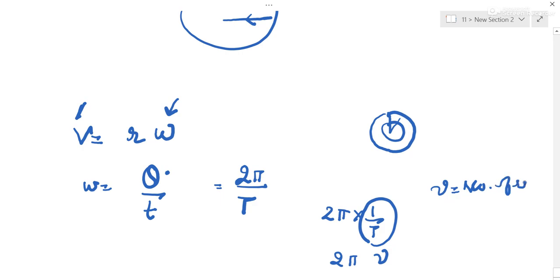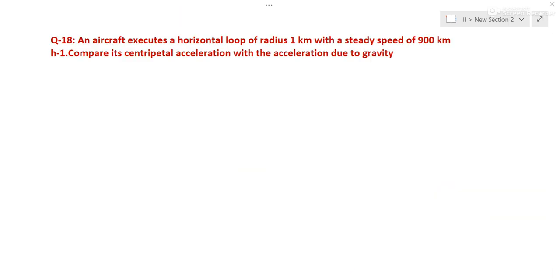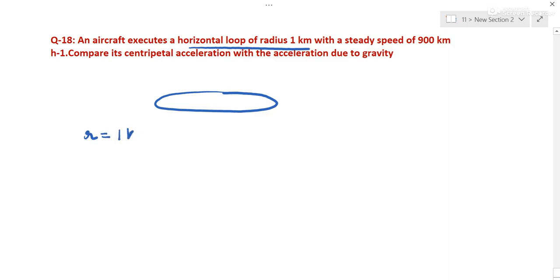Number of revolutions will come first, and then time. Let us see the next question now. An aircraft executes a horizontal loop of radius 1 kilometer. So the aircraft is executing a horizontal path. Radius has been given as 1 kilometer and speed has been given as 900 kilometer per hour. Compare its centripetal acceleration with acceleration due to gravity.